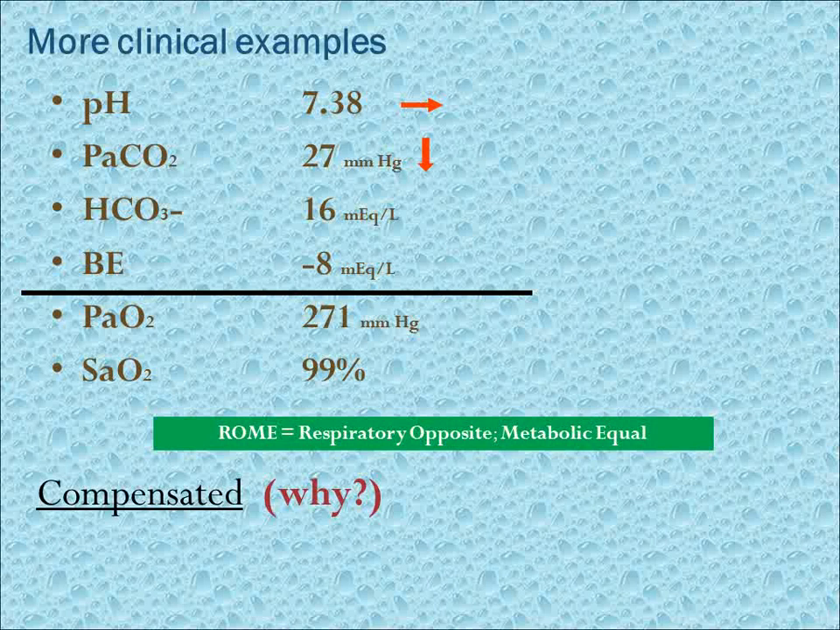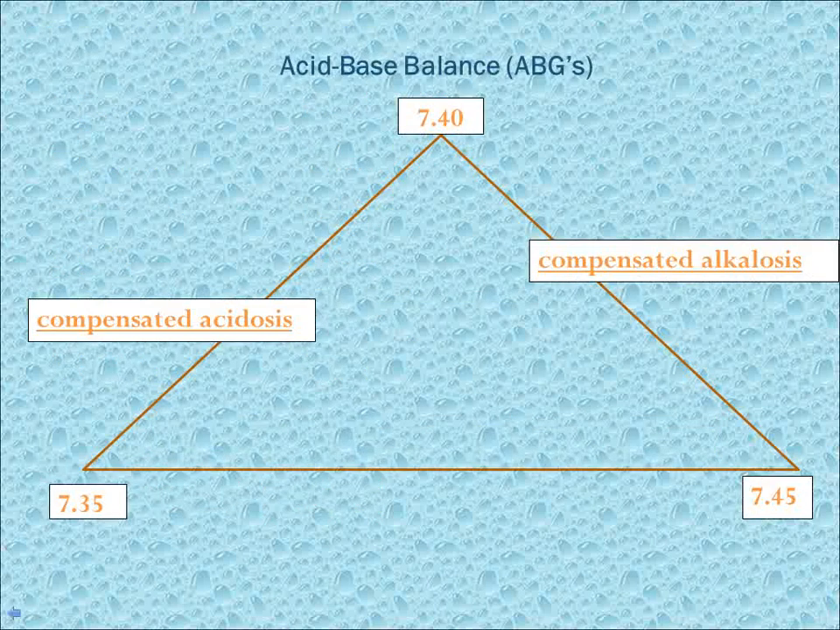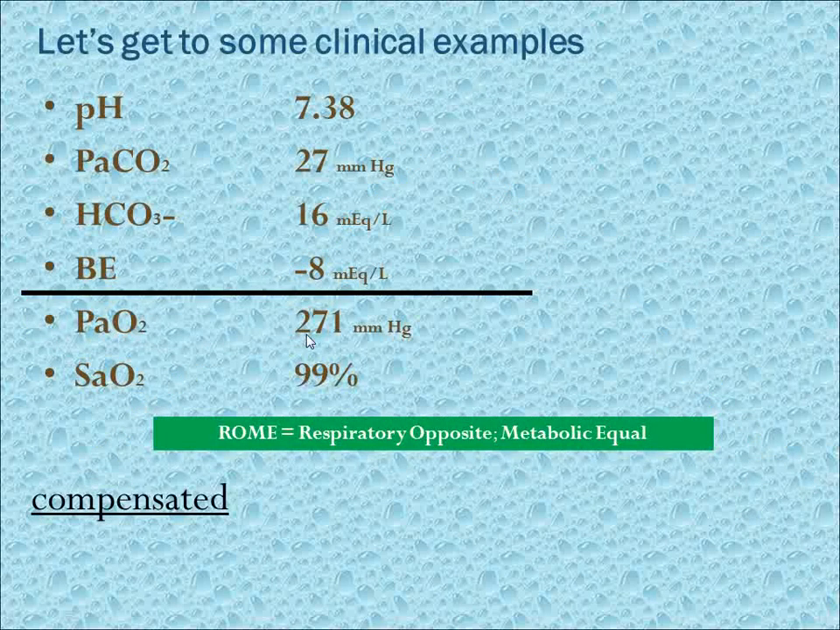What's the problem? So we go back to our triangle, and we see that 7.38 falls on the left-hand side of the triangle. So when we go back to this, we identify that this is a compensated acidosis. Now we've got to figure out who's the daddy. Who's the daddy of this ABG baby? Is it Mr.